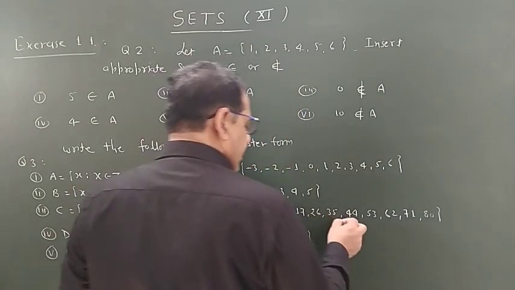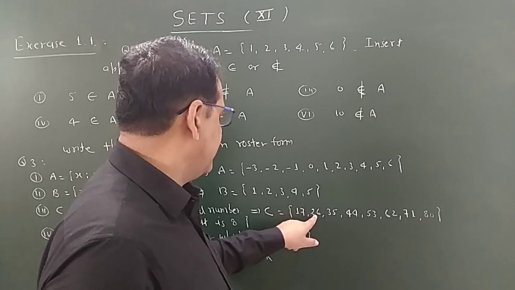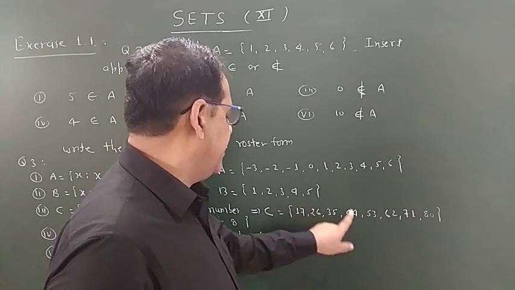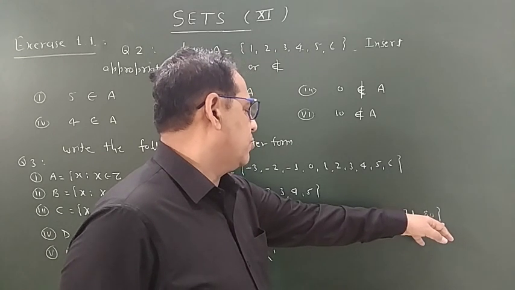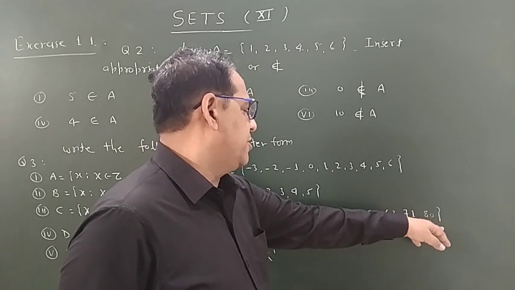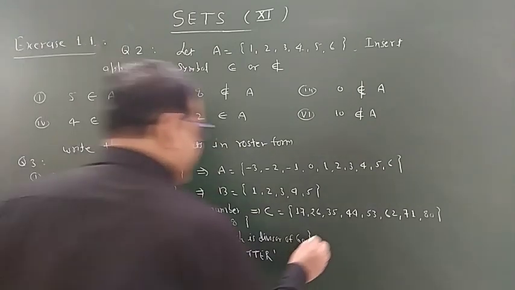Each value is a natural number and the sum of the digits is 8. 1 plus 7 is 8, 2 plus 6 is 8, 3 plus 5 is 8, 4 plus 4 is 8, and so on. These are all the 2-digit numbers having the sum of the digits equal to 8. So this is the way of writing in the tabular form.